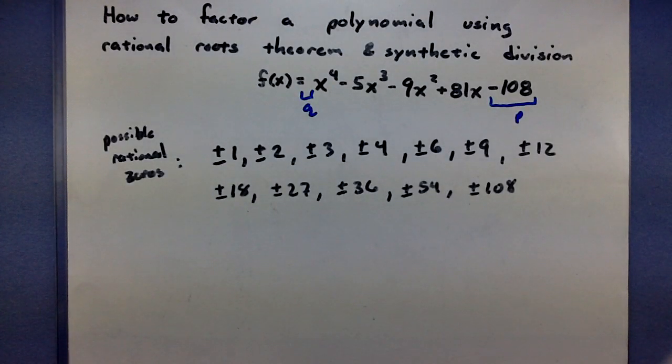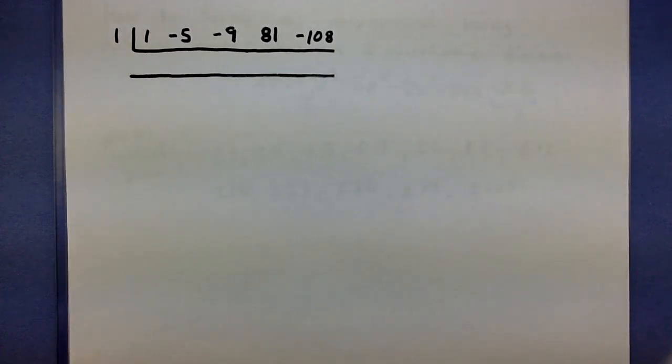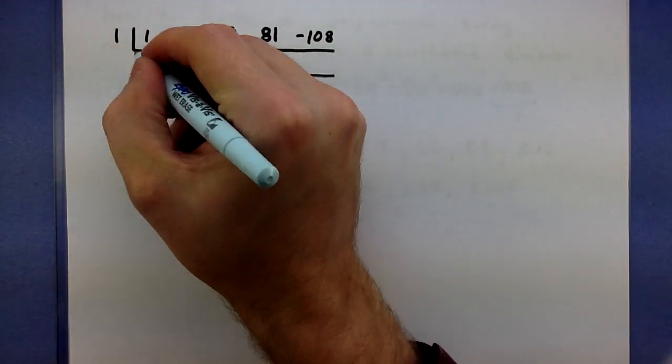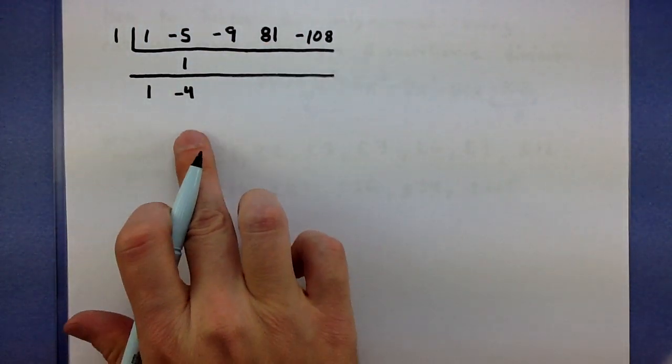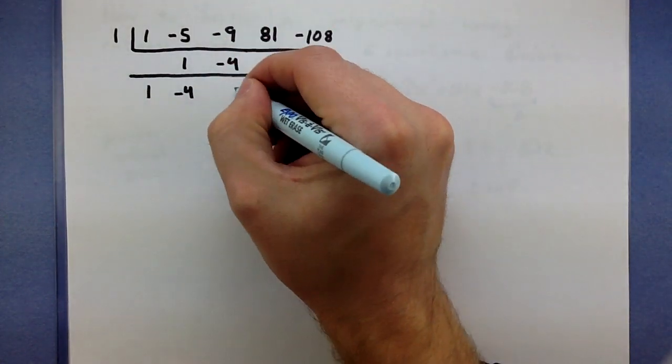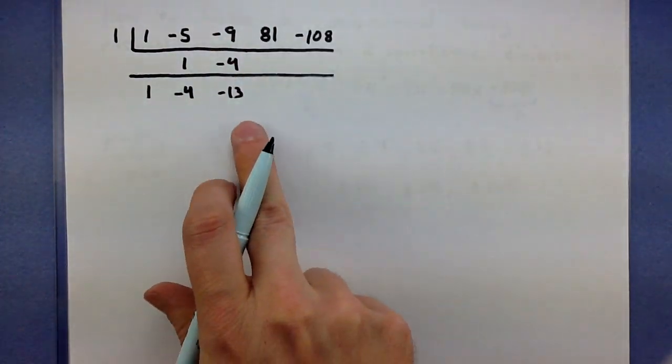So with so many zeros to test, usually I start off with the smaller guys first. Synthetic division is definitely the way to go here because it's the fastest way to test out a zero. So what we're going to do is basically take these guys one at a time. In synthetic division, we take the 1, drop it down just as it is. We multiply, then we add, multiply, add, multiply.